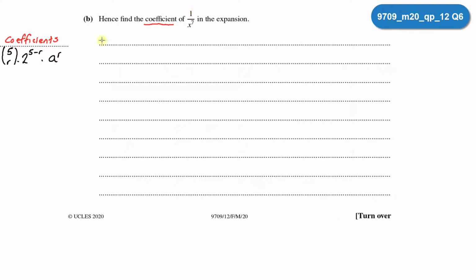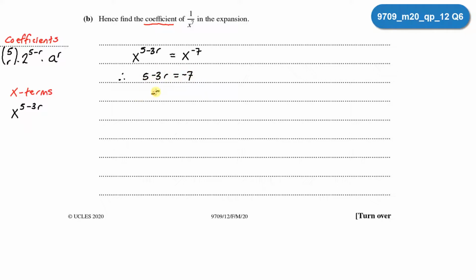So this is the general term for the x terms. And it's x to the 5 minus 3r. So the x term here is 1 over x power 7. So we're saying x to the power of 5 minus 3r should be equal to x to the power of minus 7, which therefore means 5 minus 3r is equal to minus 7.